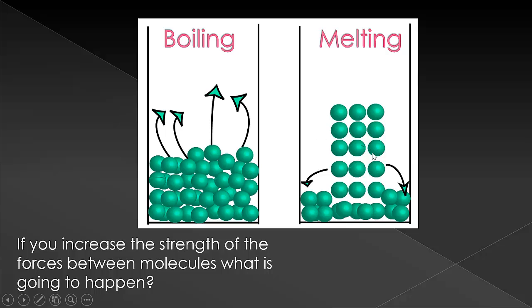If we were to replace this with some other atom or molecule that grabbed onto each other with much stronger, that had higher intermolecular forces, then we're going to have to put in more heat in order to break this crystal structure and let it become a liquid. So if you increase the strength of the forces between molecules, you increase the boiling and the melting temperature.